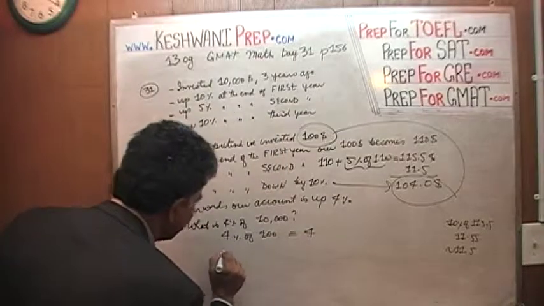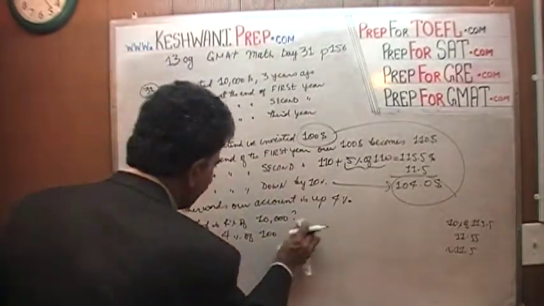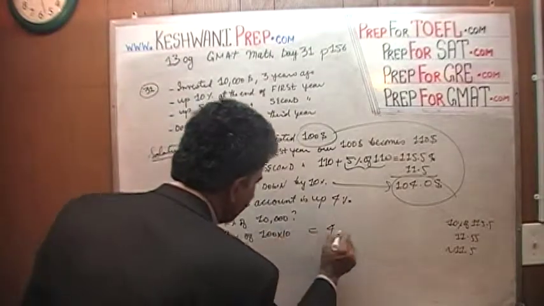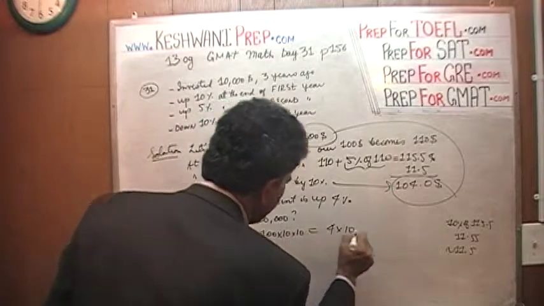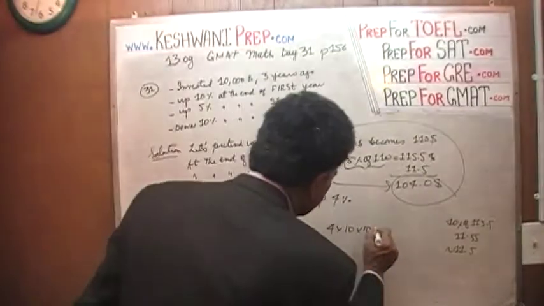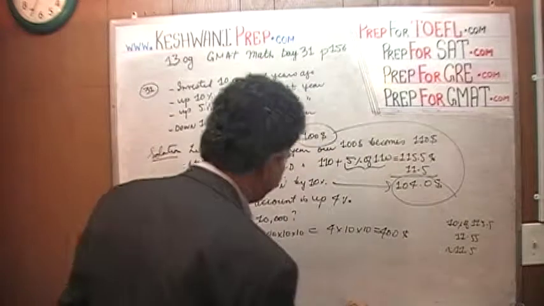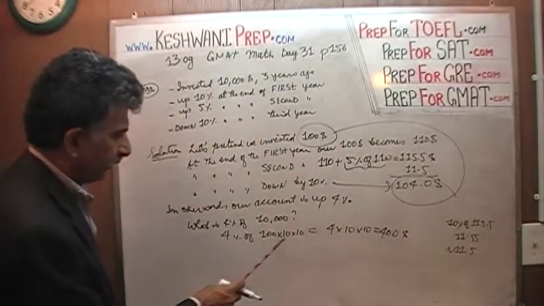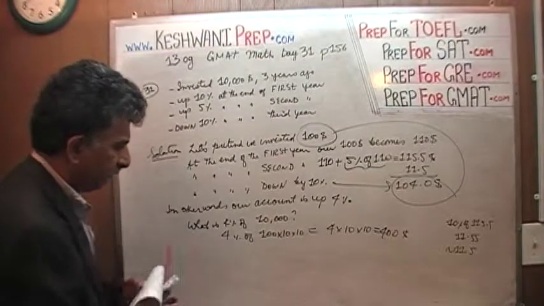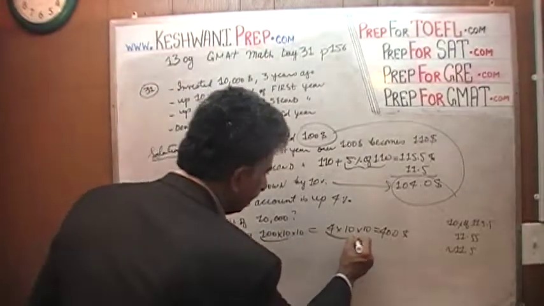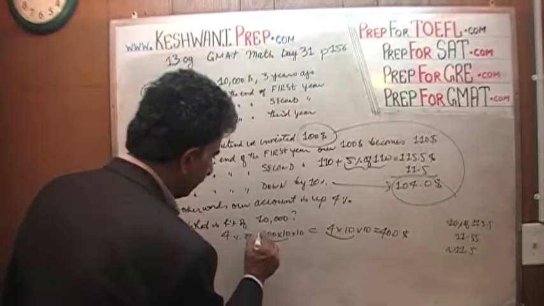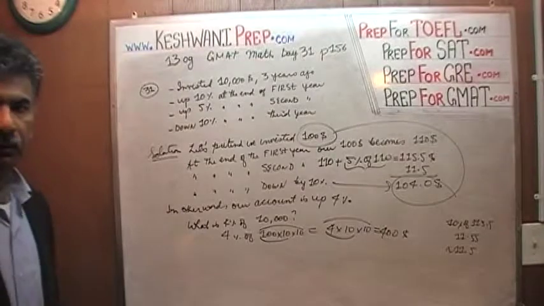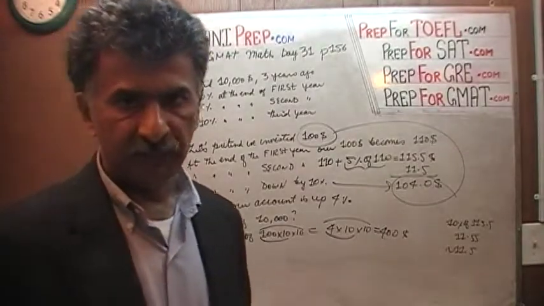4% of $100 is $4. 4% of $1,000 would be $40, and 4% of $10,000 would be $400. Again, one more time, what we did is 4% of 100 is $4. Therefore, 4% of 1,000 would be 4 times 10, and 4% of 10,000 would be 4 times 100, or $400. We're looking for the answer choice that comes closest to $10,400.